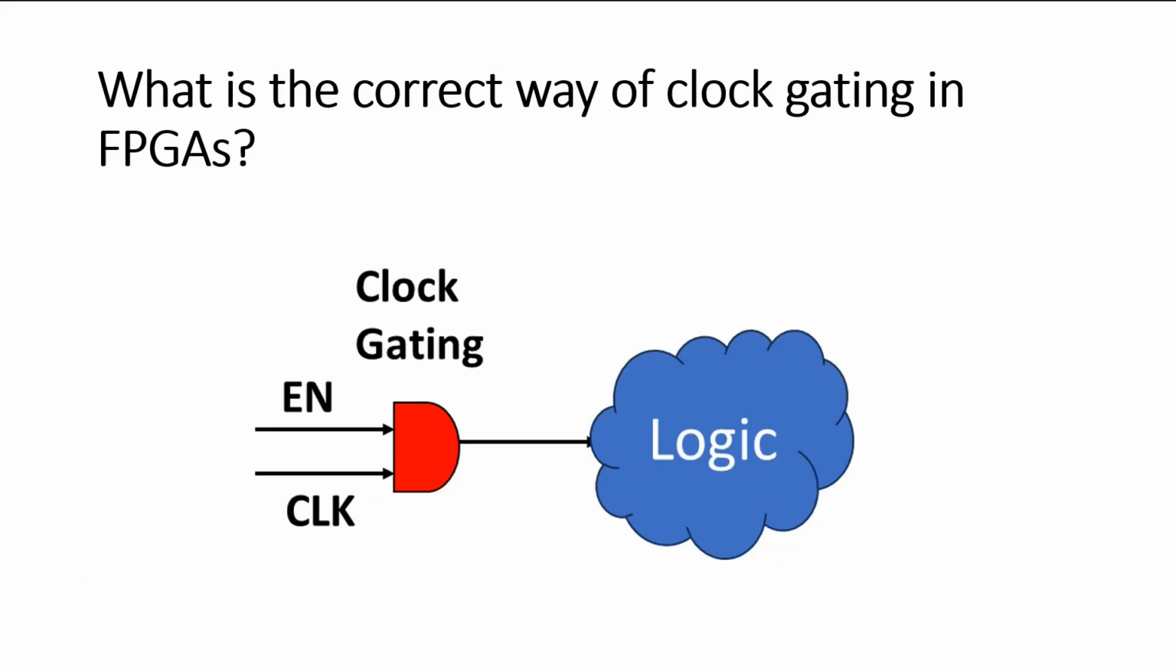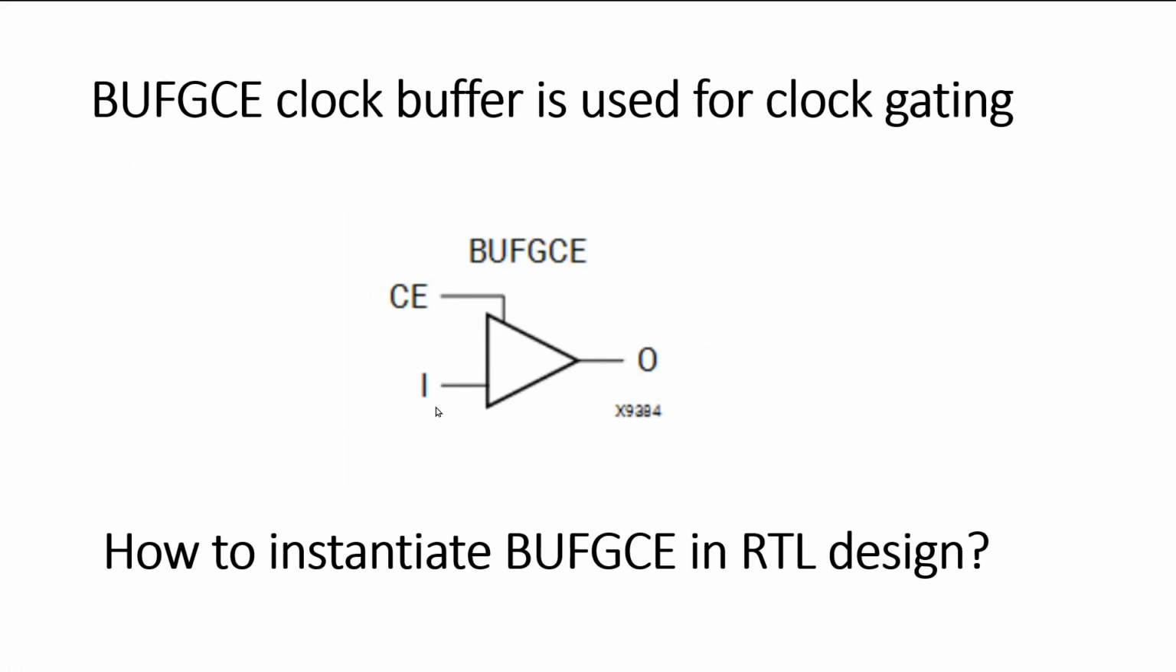So friends, the challenge is what is the correct way of clock gating in FPGAs. Let us say this is your logic, how to do this clock gating, especially in the RTL. Friends, if I want to do the clock gating in FPGAs, there is a ready-made hardcore block that is called BUFGCE clock buffer. It is used for clock gating. This is the input of it and this is the output and this is the enable signal. When enable is high, the input clock will be passed at the output of the buffer. If it is 0, the output will be always 0.